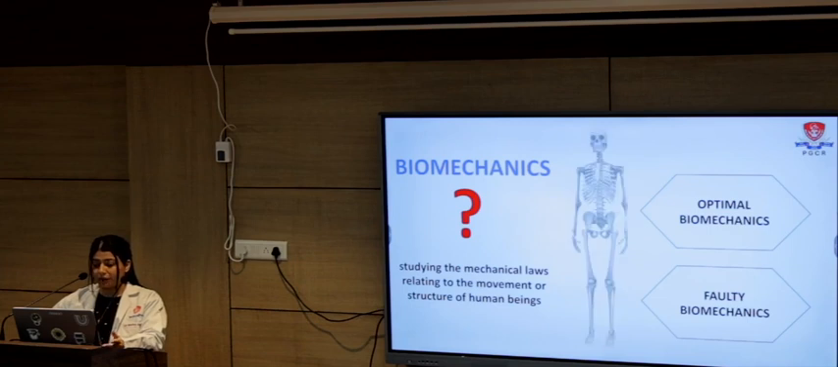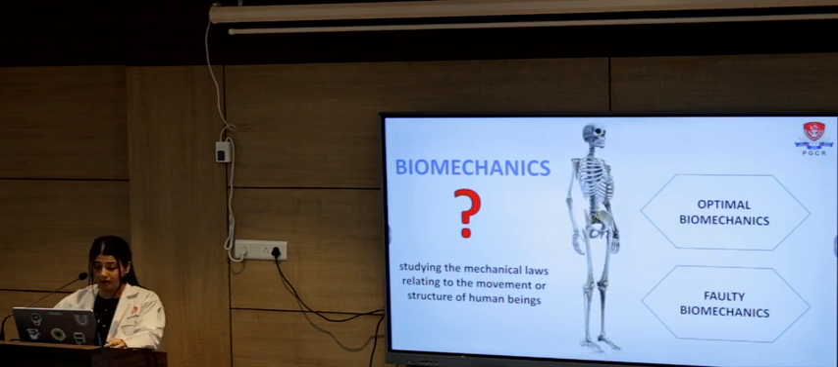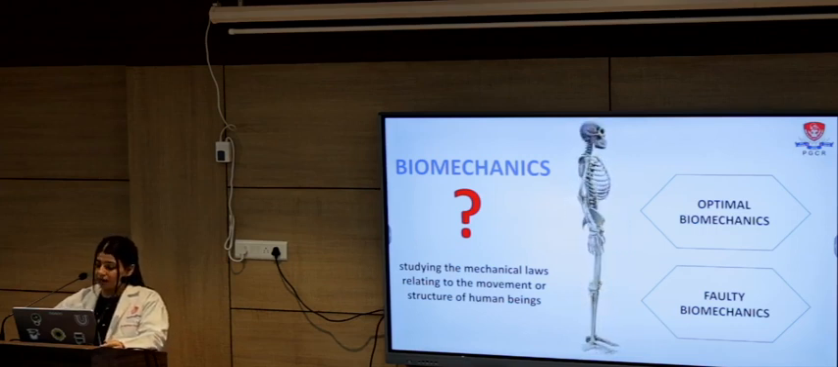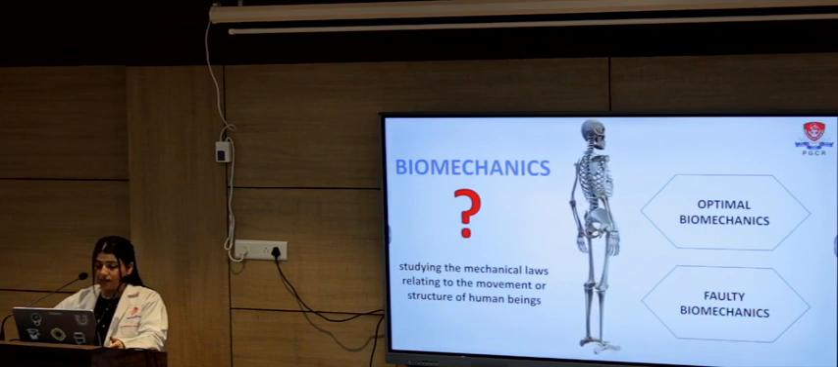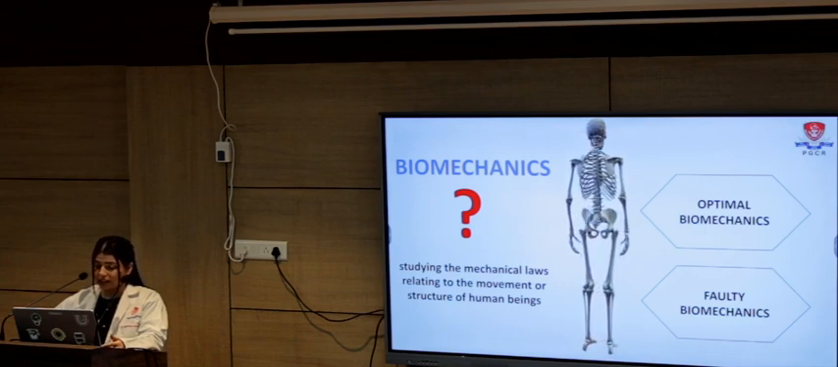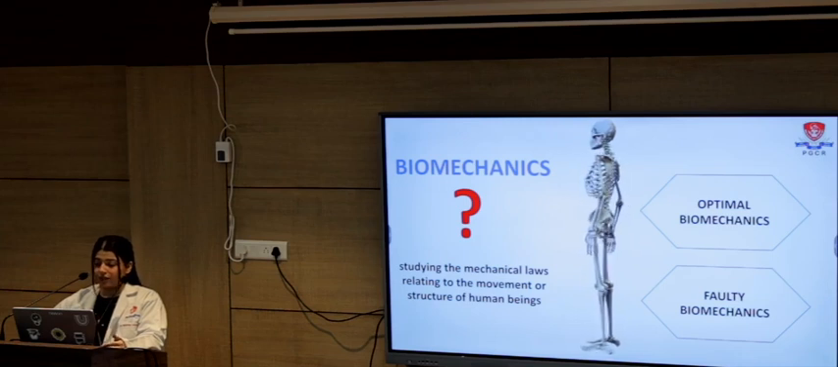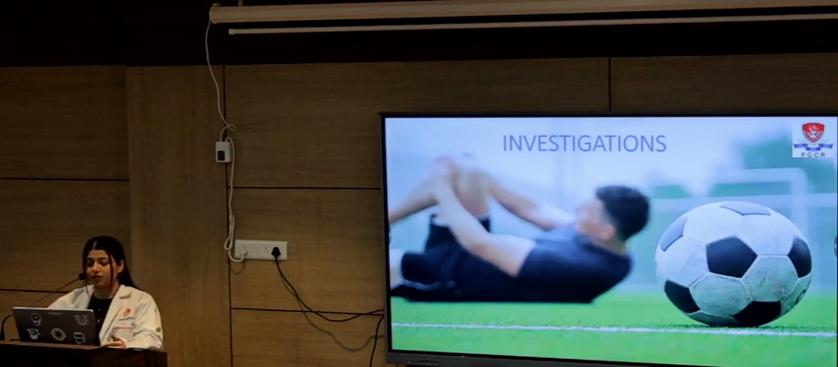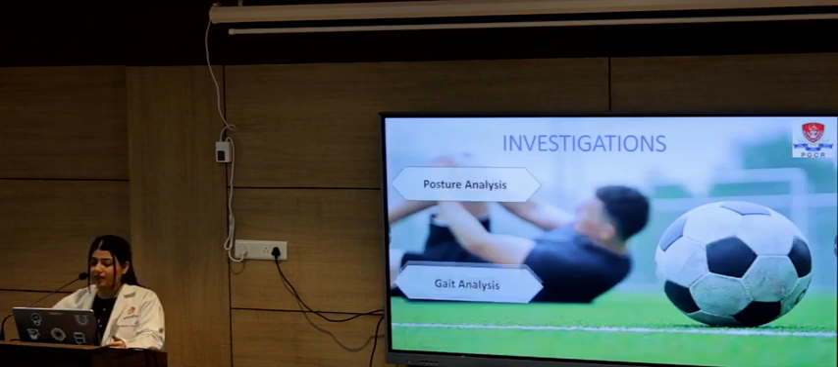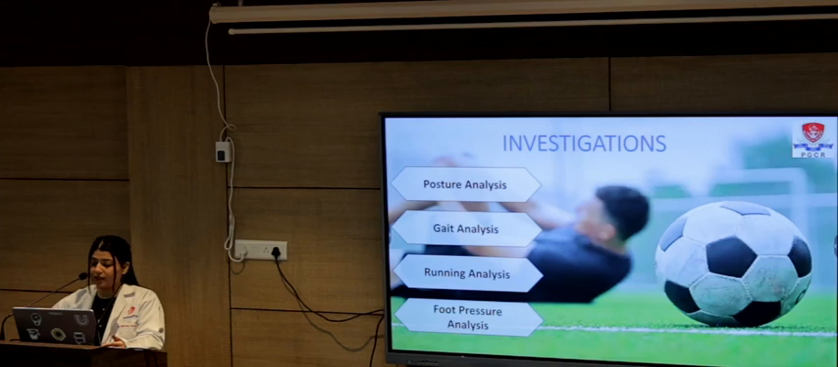Understanding biomechanics in sports is really important as it involves studying the mechanical laws related to the movement or structure of human beings. In sports, optimal biomechanics ensures efficiency, performance, and injury prevention, and conversely, faulty biomechanics disrupt alignment, load distribution, and muscle coordination, leading to an injury. Investigations like posture analysis, gait analysis, running analysis, and foot pressure analysis are done to evaluate any biomechanical factor which might have resulted in the injury.